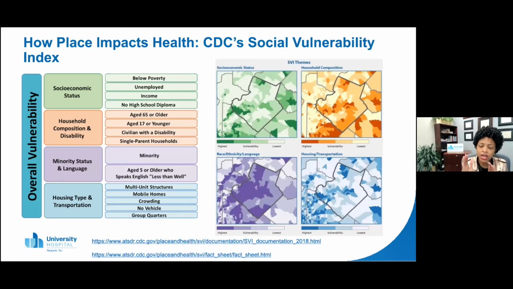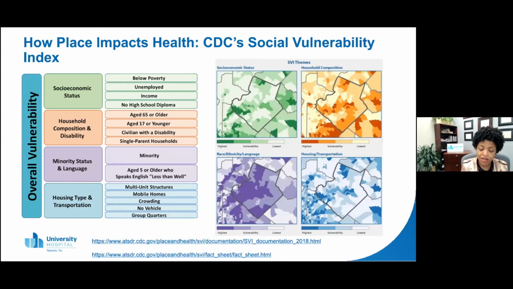And I think it's very key to focus on the CDC Social Vulnerability Index, because there are congruencies between the Social Vulnerability Index that portend the disparities that we see in rural communities and even specific to oral health. So the Social Vulnerability Index, as you see written out here, can be grouped in 4 major categories: factors that look at socioeconomic status, factors that look at household composition and disability, factors that look at minority status and language, factors that look at housing type and transportation.